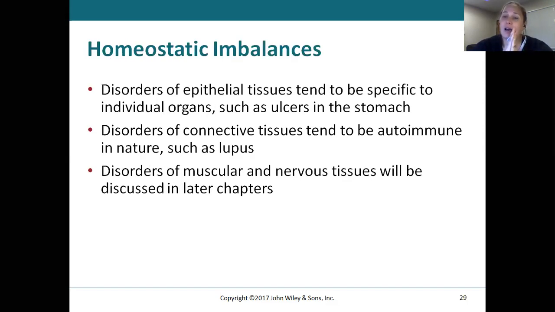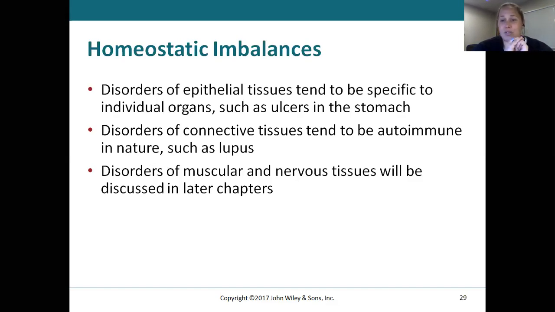Like I said, homeostasis is important to maintain. Epithelial tissues tend to be more specific for individual organs. So if you have some type of disorder, say the lining of the stomach, if you have a homeostatic imbalance in those epithelial tissues, it's specific to that region. So you might just see ulcers of that region.